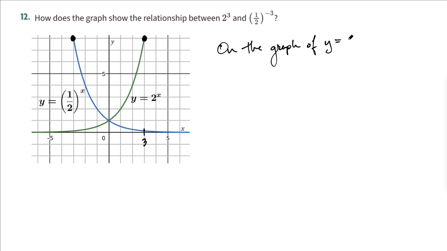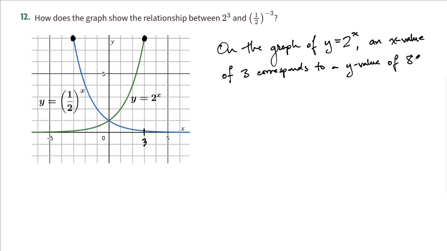And so we see here that since the y values are the same, on the graph of y equals 2 to the x, an x value of 3 corresponds to a y value of 8. Okay, that was this green one. Plugging in x equals 3 gave us a y value up here of 8.